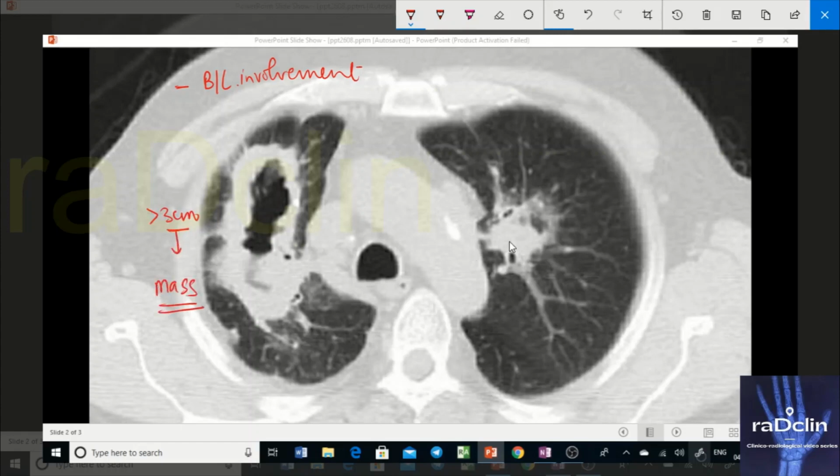It could be a nodule or mass, we have to take the exact size. That appears to be around 3 centimeters or maybe more. So it looks more like a mass, but it could be a nodule also. We have to take the size for that. So we are dealing with a mass on the right side, or probably a nodule or mass on the left side. Now what you see is a component of cavitation in this particular mass.